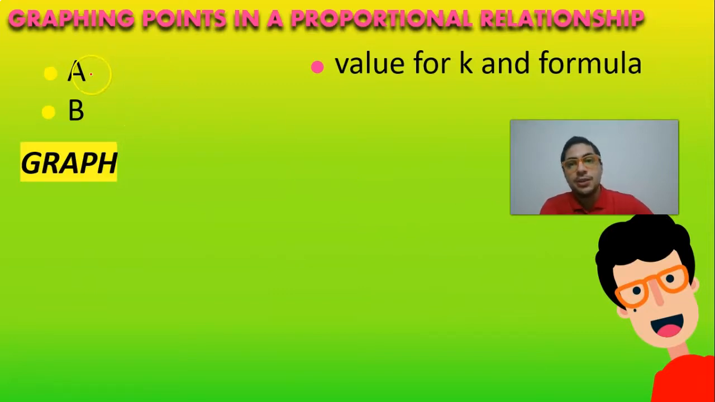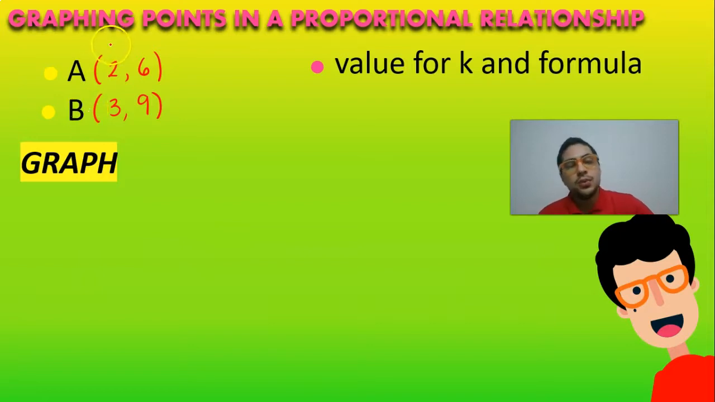So the first thing is graphing points in a proportional relationship. Let's say we're given 2 points from a graph showing a proportional relationship. Let's say we're given point A, and point A is located at (2, 6), right? Let's say point B that was also given to us is located at (3, 9). Okay, so in both of these cases, guys, we're given the coordinates of 2 points. So we have point A and point B.